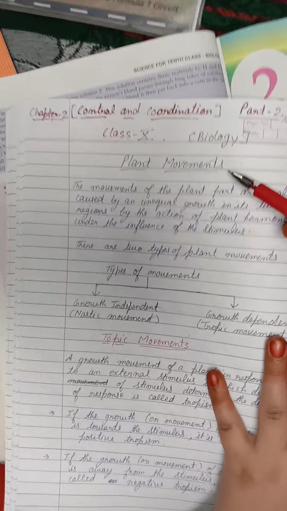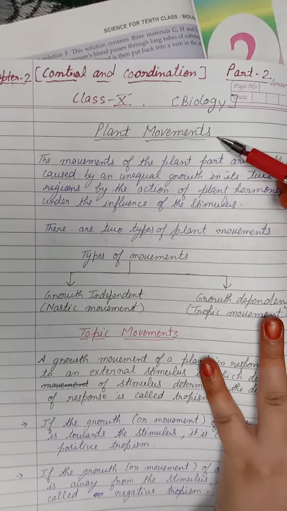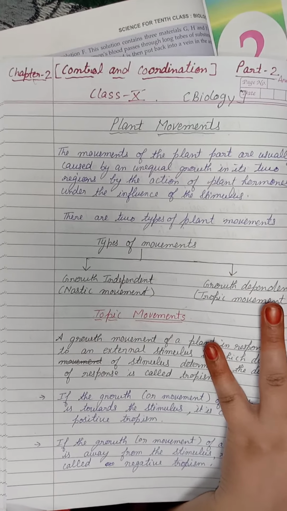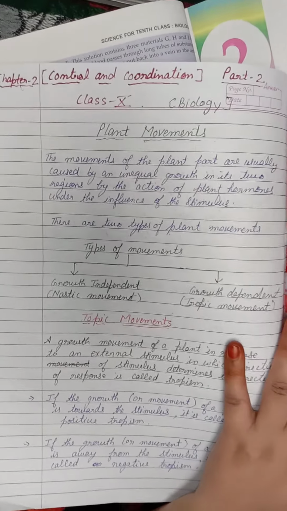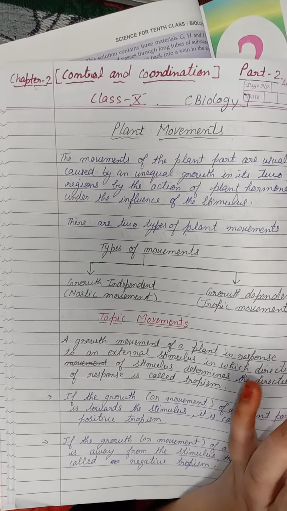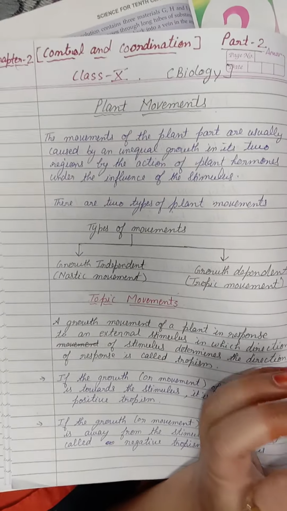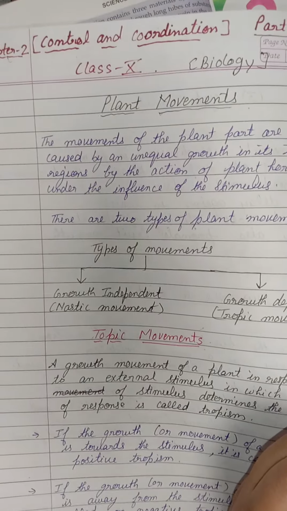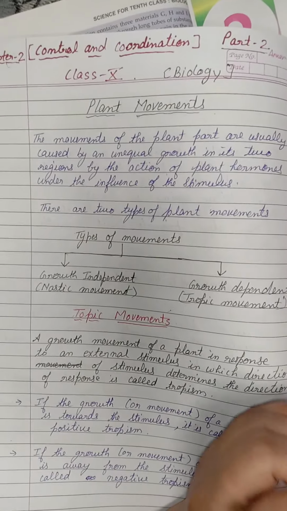Clear? Now I was telling you that different hormones are responsible for different functions in the plants, and the plants show any function by movement. Movements of the plants are usually shown by growth. No, plants cannot move from one place to another. They can only show movement by growth.